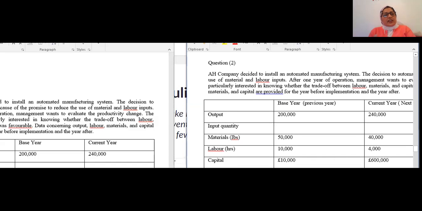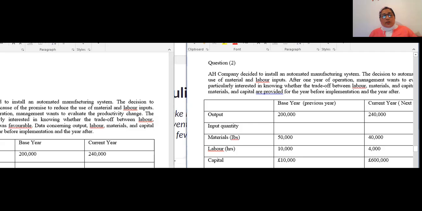For this particular type of question, you will always get 2 years: the base or previous year and the following year. So 2 years, following each other. It might be the base year 2016, and then 2018. But anyway, the information will be provided to you based on 2 separate years.